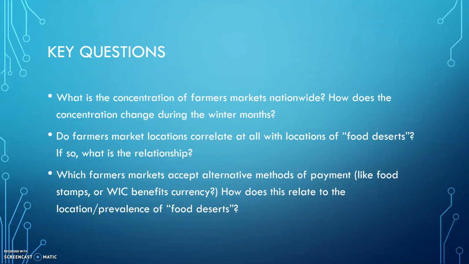Which farmers markets accept alternative methods of payment as well? The data set, the first one that I mentioned a moment back from the USDA Agricultural Marketing Service, also deals with payment possibilities, and it says simply yes or no whether or not you can use women and children benefits, or WIC benefits, and SNAP benefits, or food stamps. And how does this relate to the location and prevalence of food deserts? Are farmers markets located closest to food deserts? Is it easy to pay with alternative currency and benefits from the government, or is it more difficult?